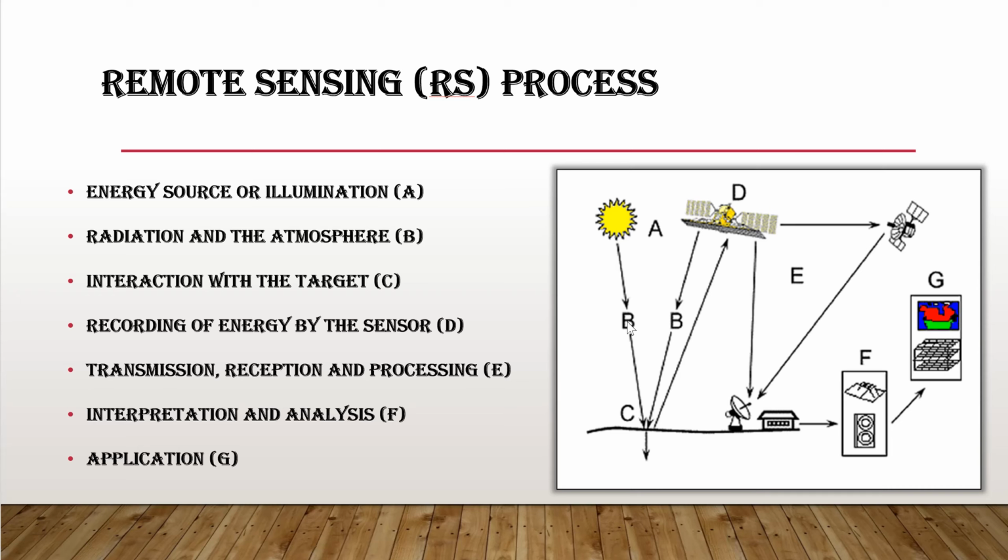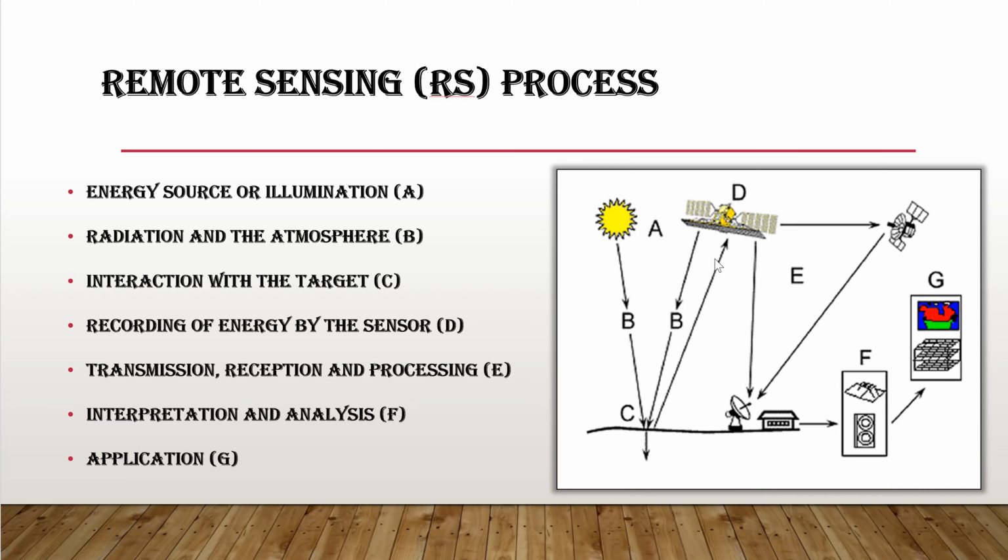Next is radiation and the atmosphere, that is B. As the energy travels from its source to the target, it will come in contact with and interact with the atmosphere it passes through. This interaction may take place a second time as the energy travels from the target to the sensor. Then the next is C, interaction with the target. Once the energy makes its way to the target through the atmosphere, it interacts with the target depending on the properties of both the target and the radiation.